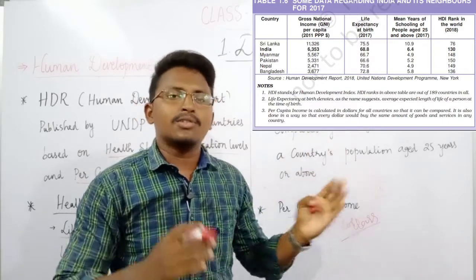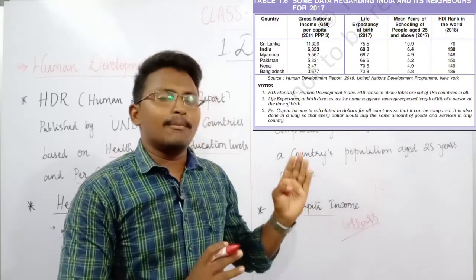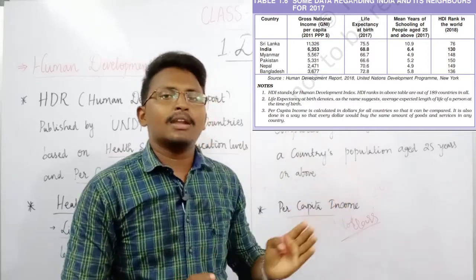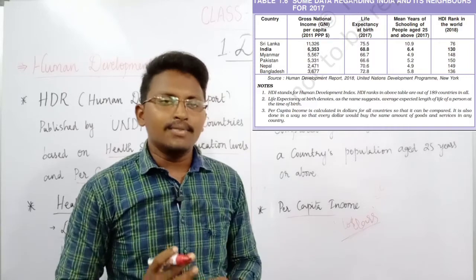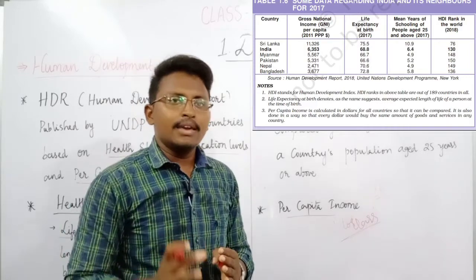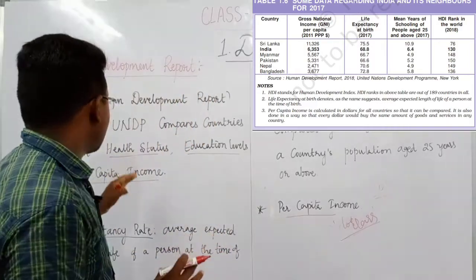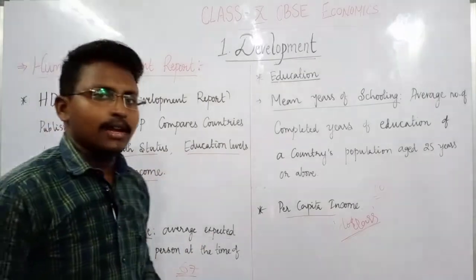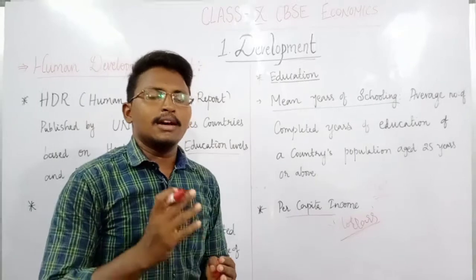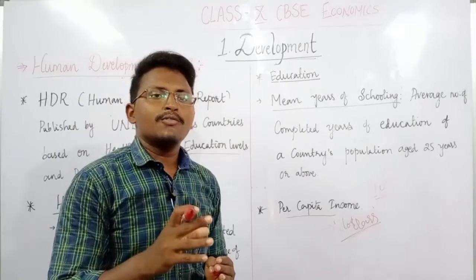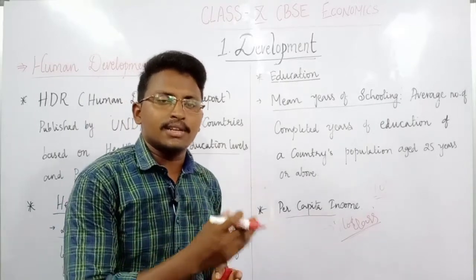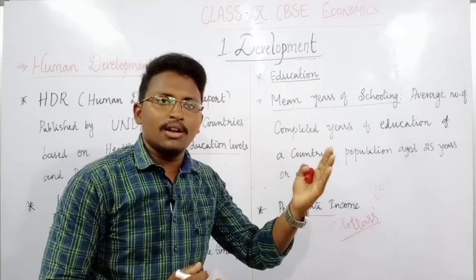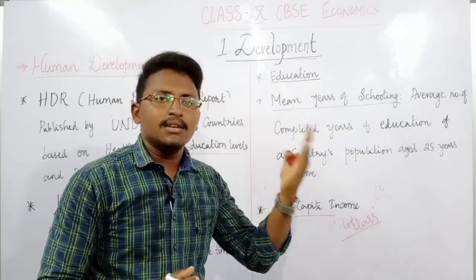So that is why if we compare only per capita income, we may not get proper data. Therefore we compare every country based on these three things: health status, education levels, as well as per capita income, so that this would be a better measurement to find out the development status of a country, whether it is well developed, less developed, or developing.